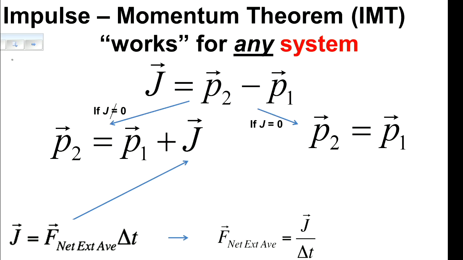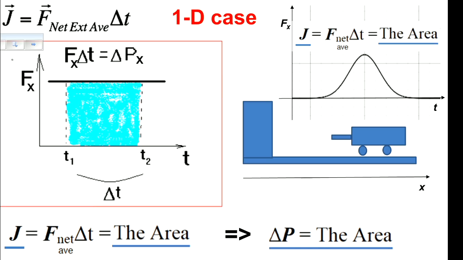Of wherever it is. It's a system. It can be this object. It can be something else. It will be two cars colliding with each other. But so far, we talk about impulse.